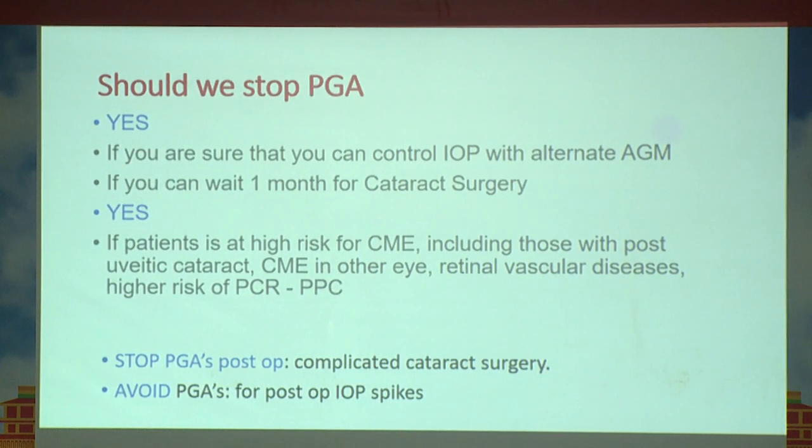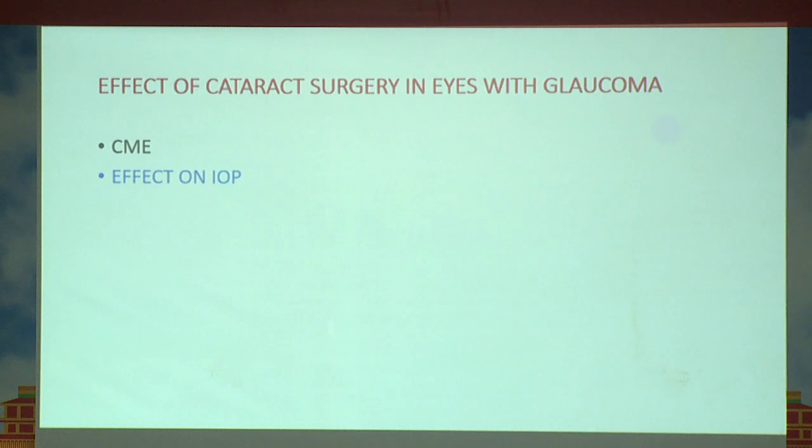So should we stop prostaglandin analogs? Yes, if you're sure that you can control IOP with alternative anti-glaucoma medication. Yes, if you can wait 1 month for cataract surgery. Yes, if the patient is at higher risk of CME. So stop prostaglandin analogs postoperatively in complicated cataract surgery.